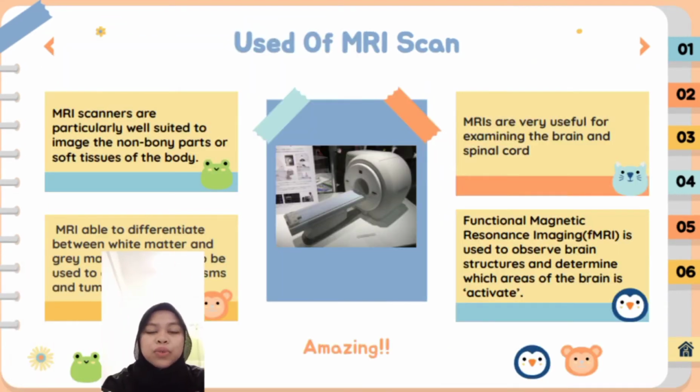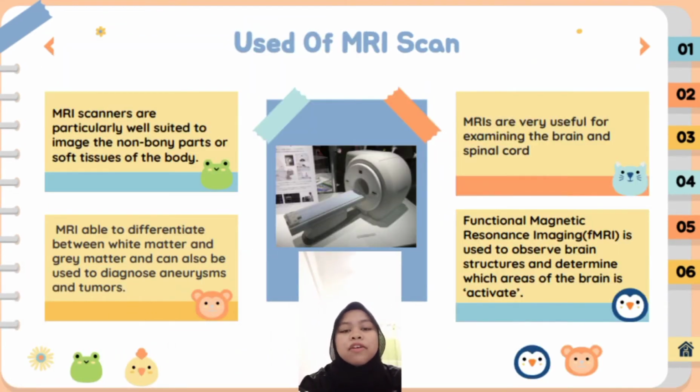Next, I will tell you the use of MRI scan. Firstly, MRI scanners are particularly well suited to image the non-bony parts or soft tissues of the body. They differ from computed tomography, which is CT, in that they do not use the damaging ionizing radiation of X-rays. In the brain, MRI can differentiate between white matter and gray matter and can also be used to diagnose aneurysms and tumors. MRIs are very useful for examining the brain and spinal cord.